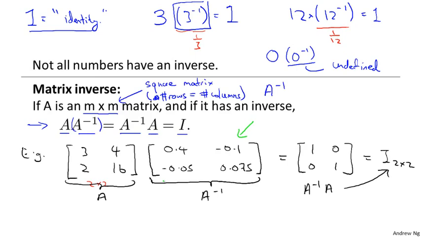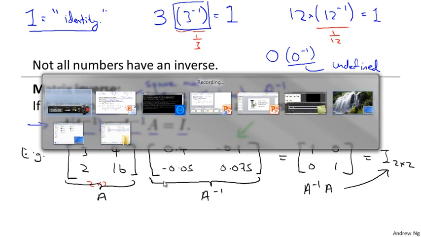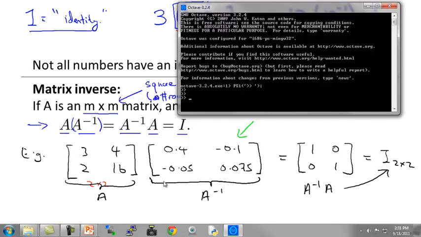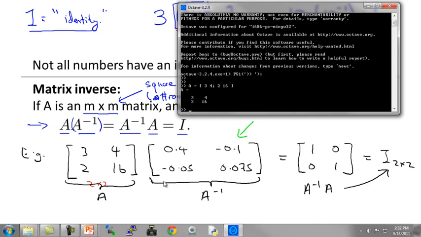What I did was I used software called Octave. So let me bring that up. We'll see a lot more about Octave later, but let me just quickly show you an example. I'm going to set my matrix A to be equal to that matrix on the left. So I'm going to type 3, 4, 2, 16. So that's my matrix A. It's this matrix 3, 4, 2, 16 that I have down here on the left.